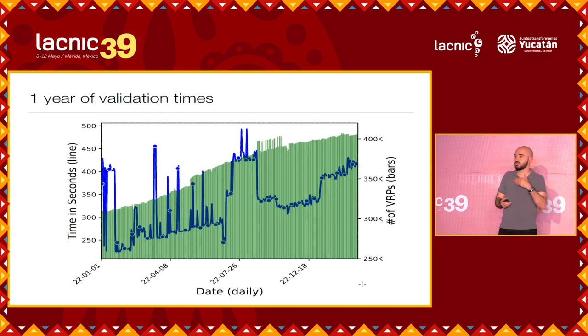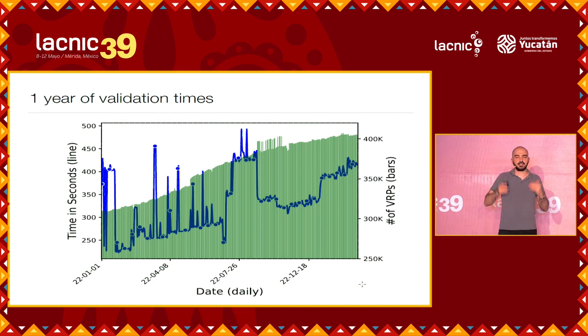I'm going to show you just quickly some numbers that we discovered and some takeaways. The first thing is this: you can see here a plot of a bit more than one year of validation times, where the green are the ROAs and the blue is the time needed to validate.